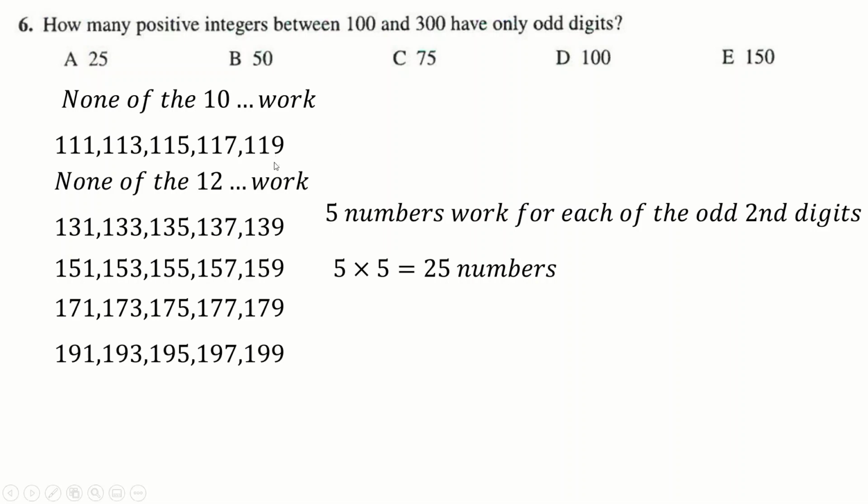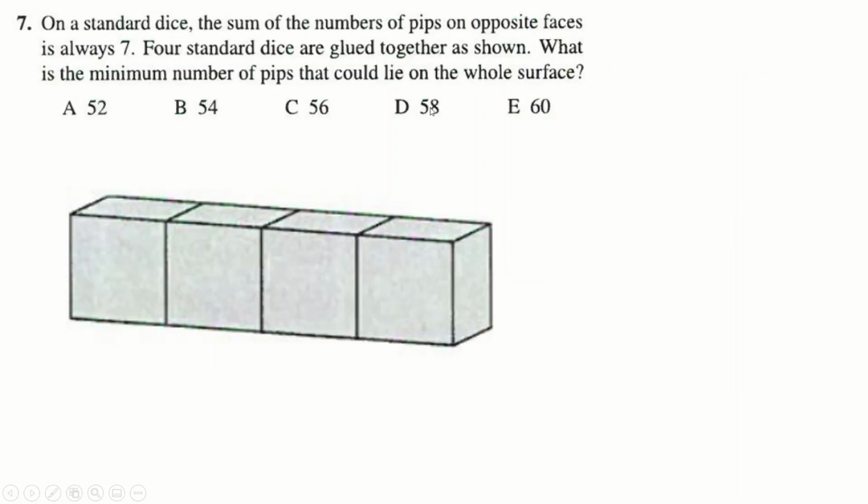Of course, once you get to 200, nothing will work because they all start with a 2. So it's just going to be the 25 in total. 300 doesn't count because it has 2 zeros in it. So yeah, that's it.